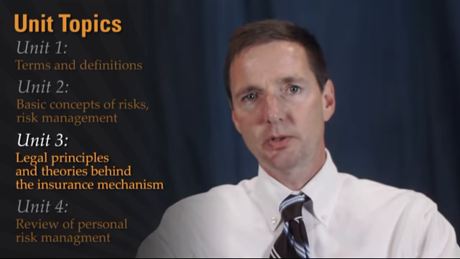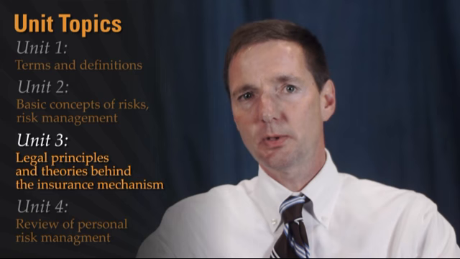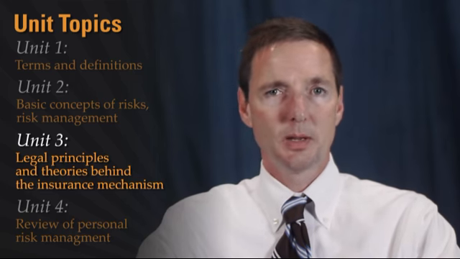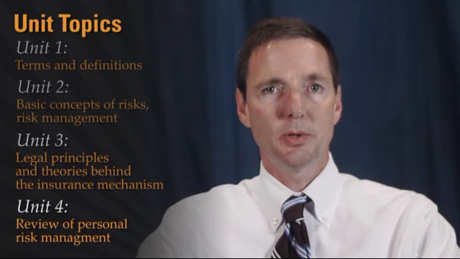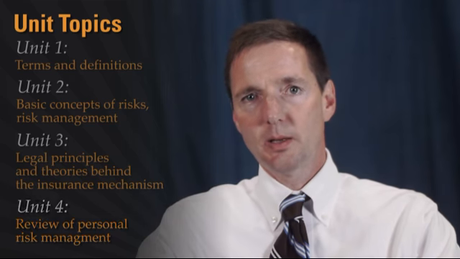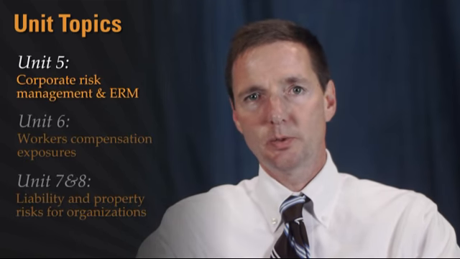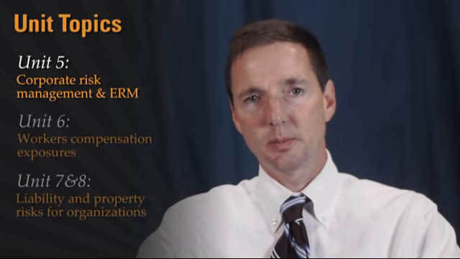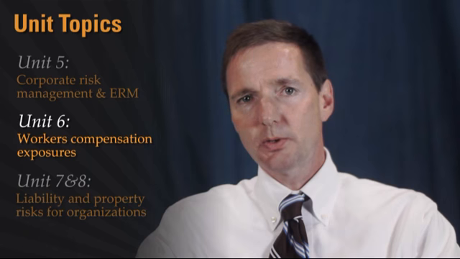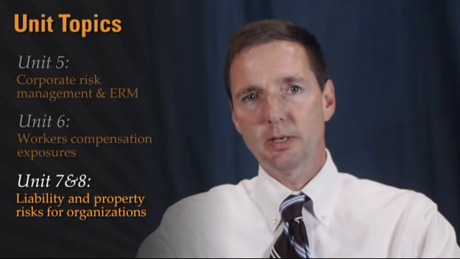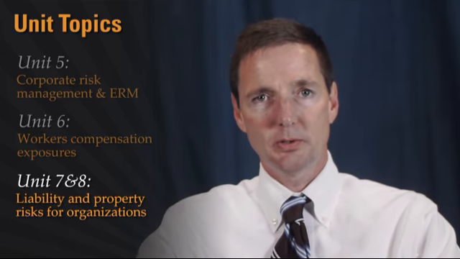The basics of the insurance contract will be reviewed with a particular emphasis on how it is different than most other contracts that organizations enter into. From there, we will move into a review of personal risk management in Unit 4. The focus will be on insurable risks. Then we will move into Unit 5 and corporate risk management, as well as ERM, with some time spent on the cost of risk concept. Unit 6 focuses on workers' compensation exposures, which remain one of the largest costs of risk for many companies. In Units 7 and 8, we will cover liability and property risks for organizations.